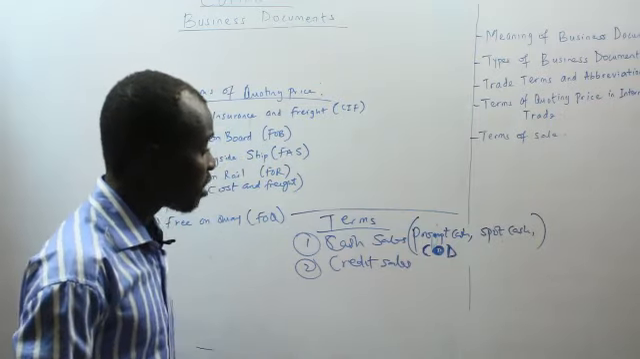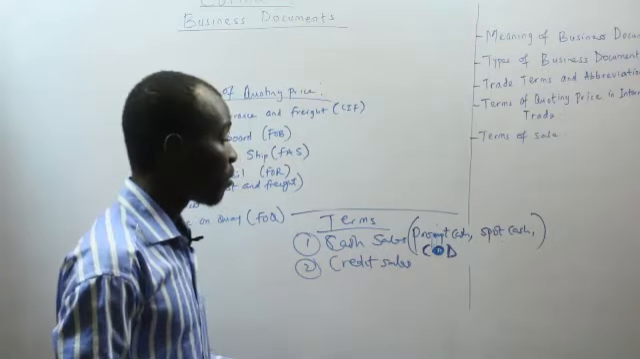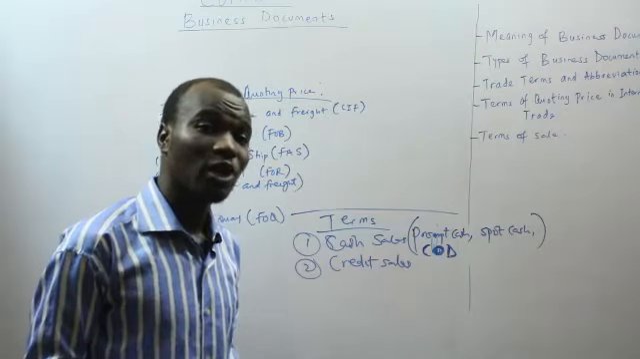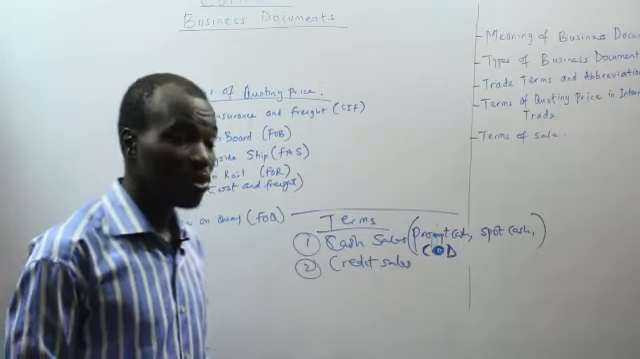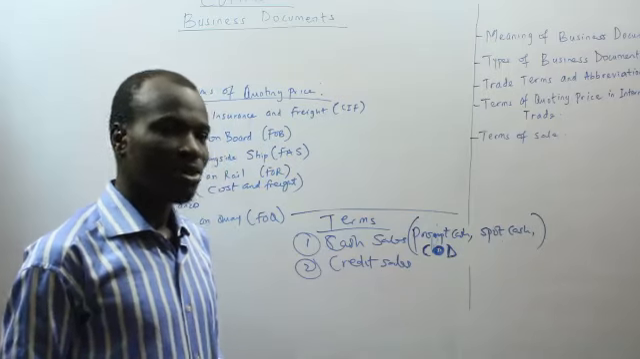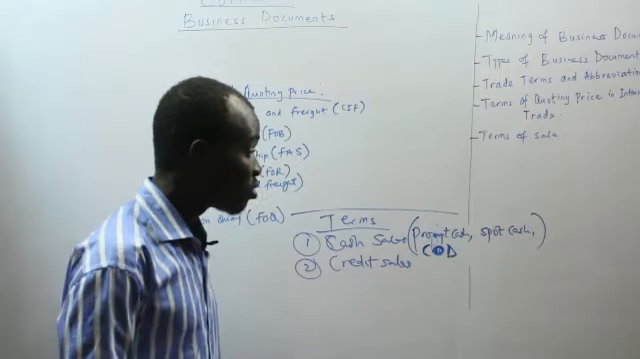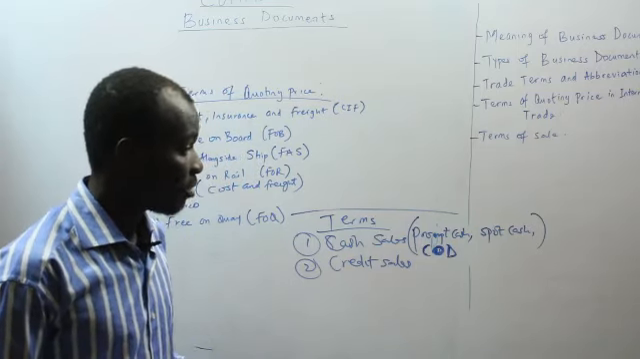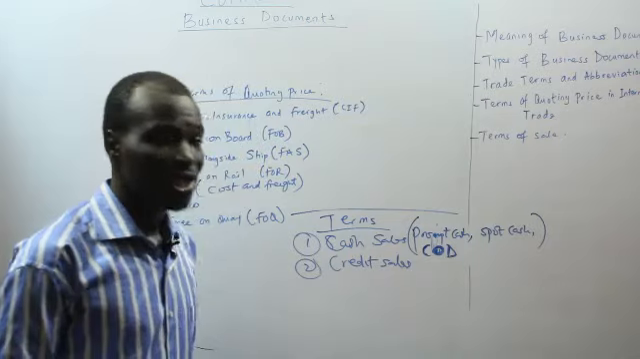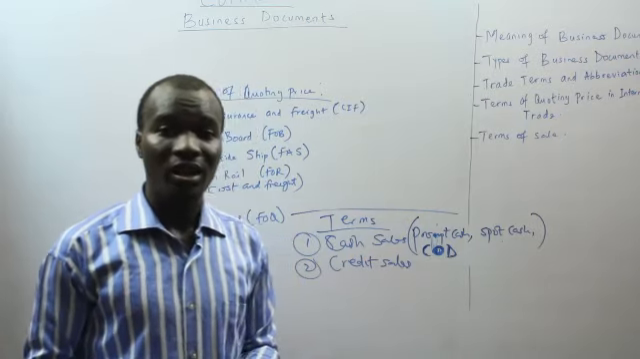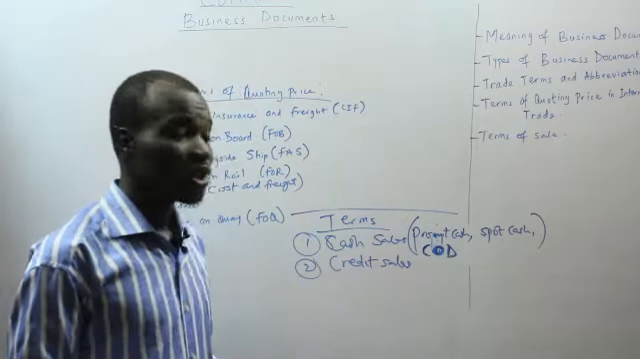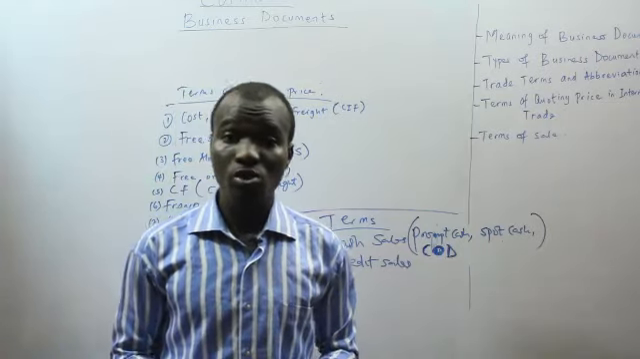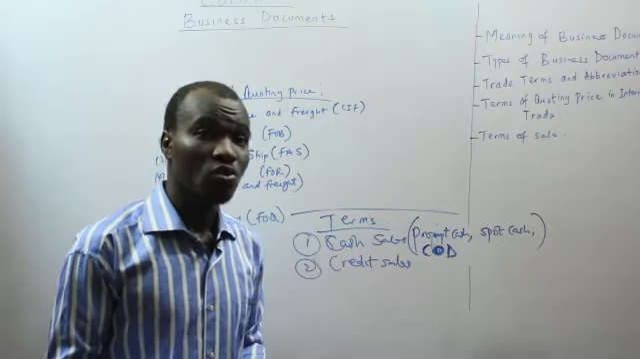For cash sales, we have the prompt cash. Prompt cash means that when the goods are sold to the buyer, the buyer is expected to pay for such goods within a short period of time. The next one we have is the spot cash. Spot cash means that whenever the goods are sold to the buyer, the buyer pays immediately for such goods.